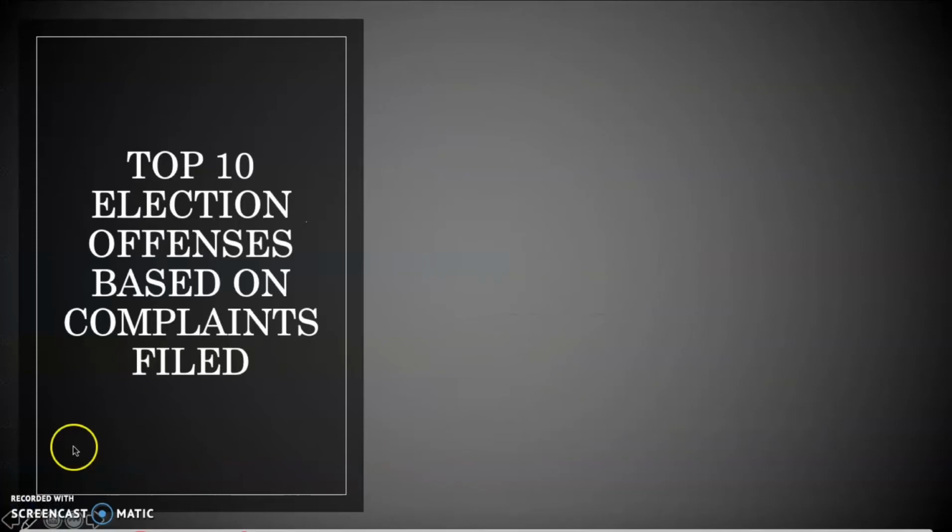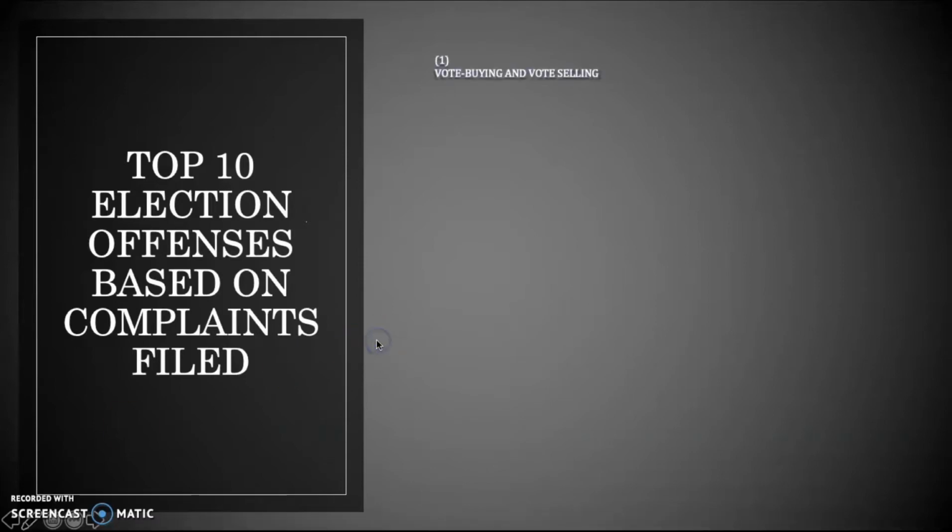Now, for purposes of this presentation, I will enumerate to you the top 10 election offenses based on the complaints filed with the COMELEC, but we will be discussing only the top 1. And then the other 9 will be featured in the next presentation in the following weeks. So let's start. So we have vote buying and vote selling, which you can find in Section 261A of the OEC. Next, we have threats, intimidation, terrorism, use of fraudulent device or other forms of coercion found in Section 261E of the OEC.